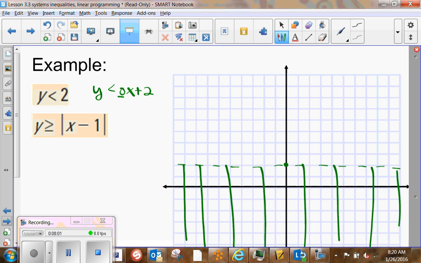And then, wait, whoa, what kind of problem is that? Absolute value. So what shape is that going to be? Very good, thank you very much. It's going to be a V. Okay, so how are we going to make this V?